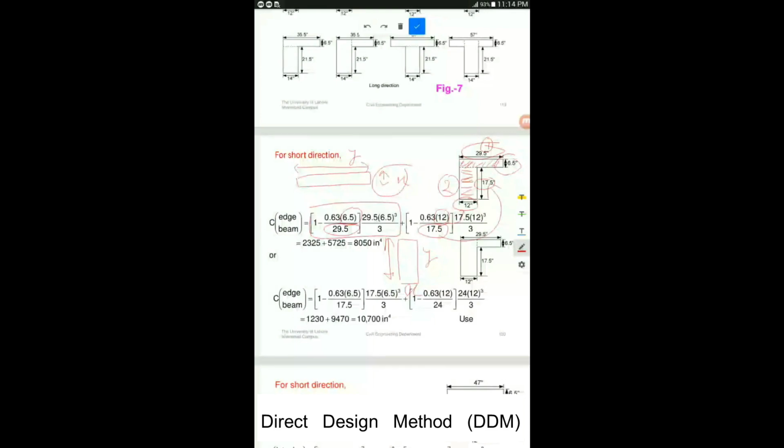So again, we're going to calculate both of these values and add them. After adding, the value comes out to be 8050 inch 4. So this is the first option.